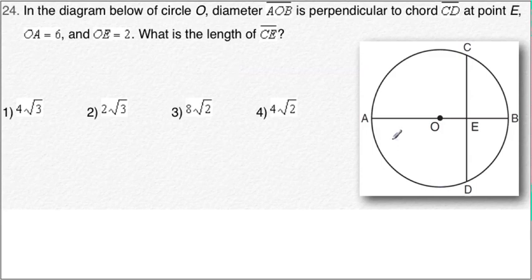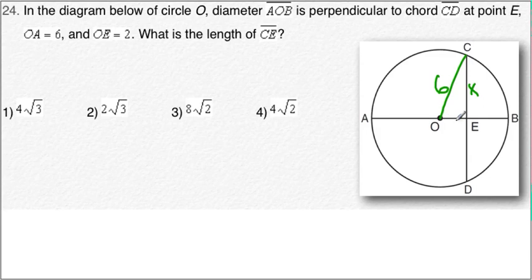You see, the chord will be bisected and perpendicular when it's meeting up with the diameter. In other words, when the diameter meets perpendicularly to the chord, then the chord will be bisected. So what is the length of AC? We call that x. And then here OA is 6. That means any other radius will be 6, including this one.